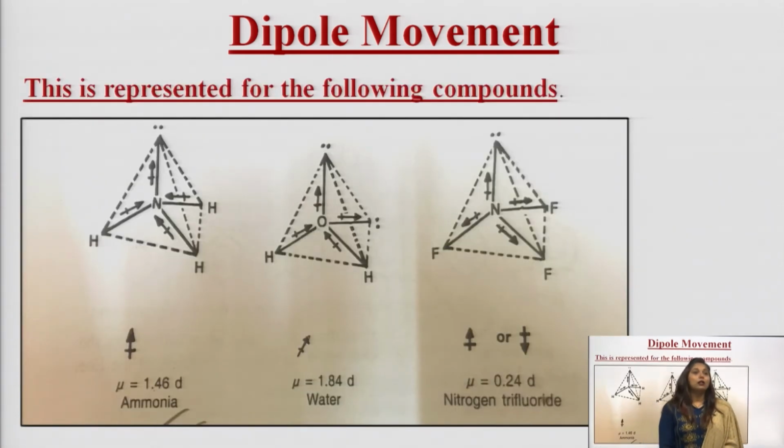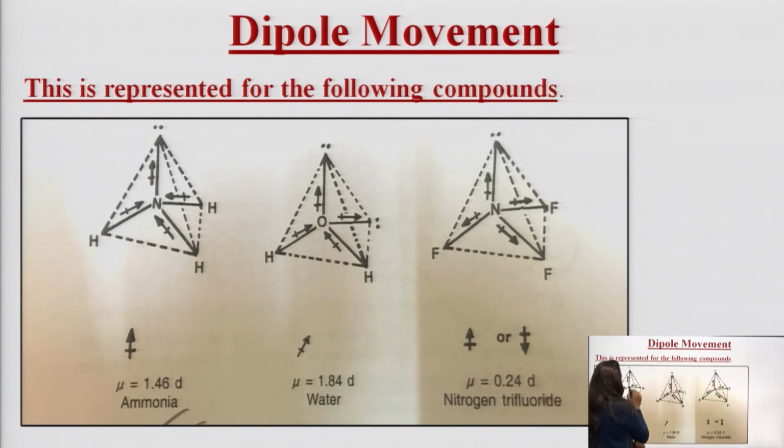So, this is represented for the following compounds. Here a few compounds are mentioned, like first we have ammonia, second we have water, third we have nitrogen trifluoride. Okay, so we'll talk about them one by one. In ammonia, the dipole moment is equal to 1.46 D.